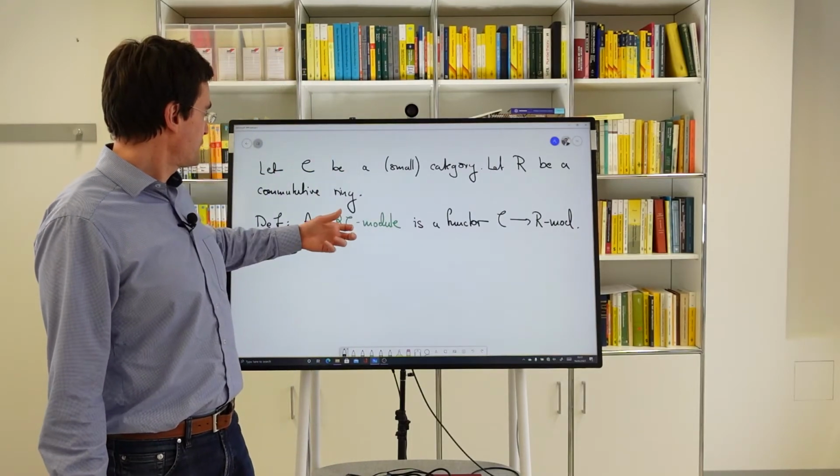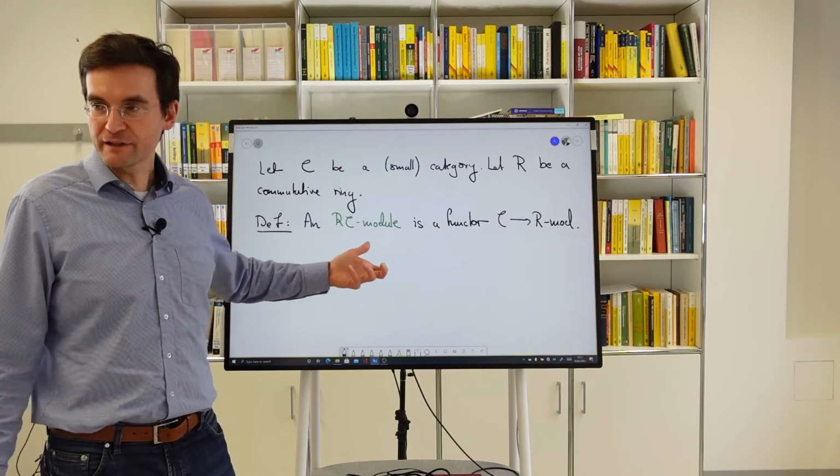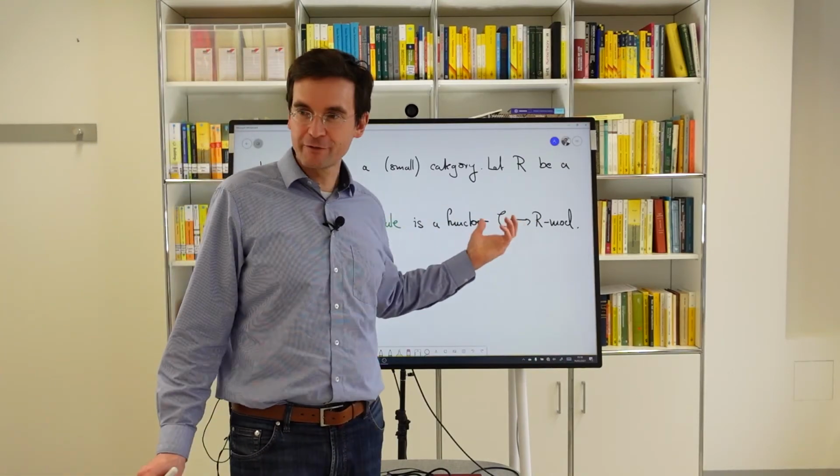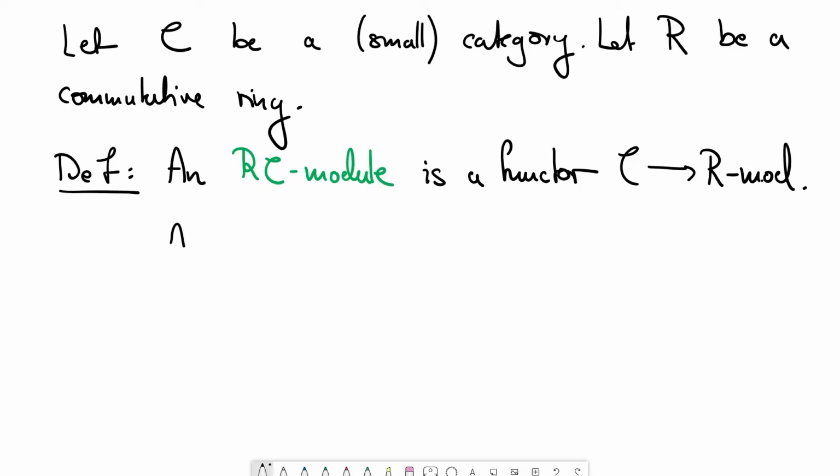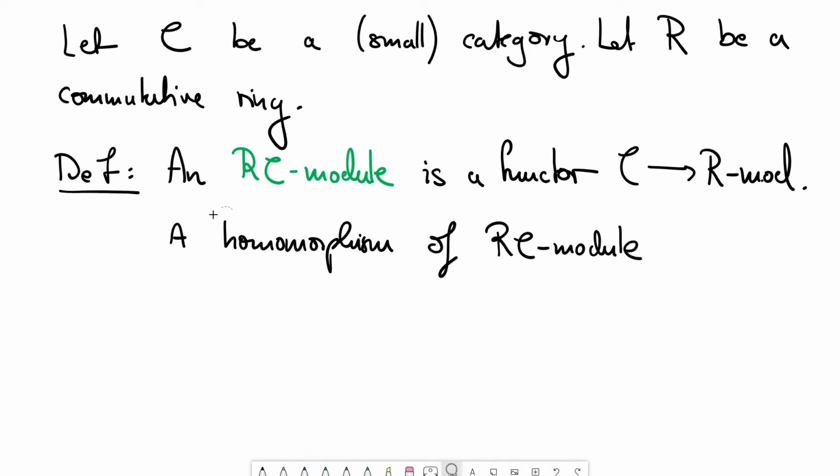So first of all, we should say what is a homomorphism of RC modules. There's only one choice you could make. It's a natural transformation. And maybe even easier, if the category has one object and the identity morphism, then an RC module is just an R module. So, a homomorphism of RC modules is just a natural transformation.